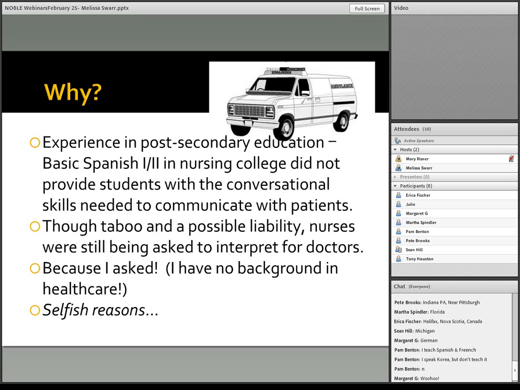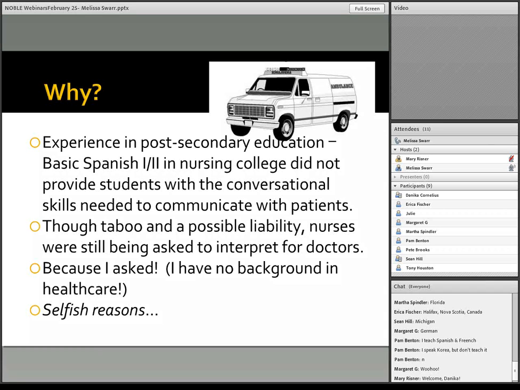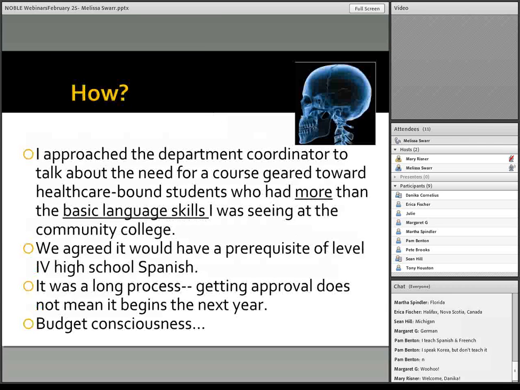So selfish reasons, when I came on board at the district, as many of you well know, a lot of times there is a hierarchy, and so new teachers tend to stick with levels 1 and 2 for quite some time. And so this was an additional reason, I guess. I wanted to teach something upper level, and in that respect, maybe it was a bit selfish, but I felt that it would also be a useful course, and I wanted to see some practicality with the language, and I felt it would be more useful as an upper level high school course than a new course for college. So I approached the department coordinator.